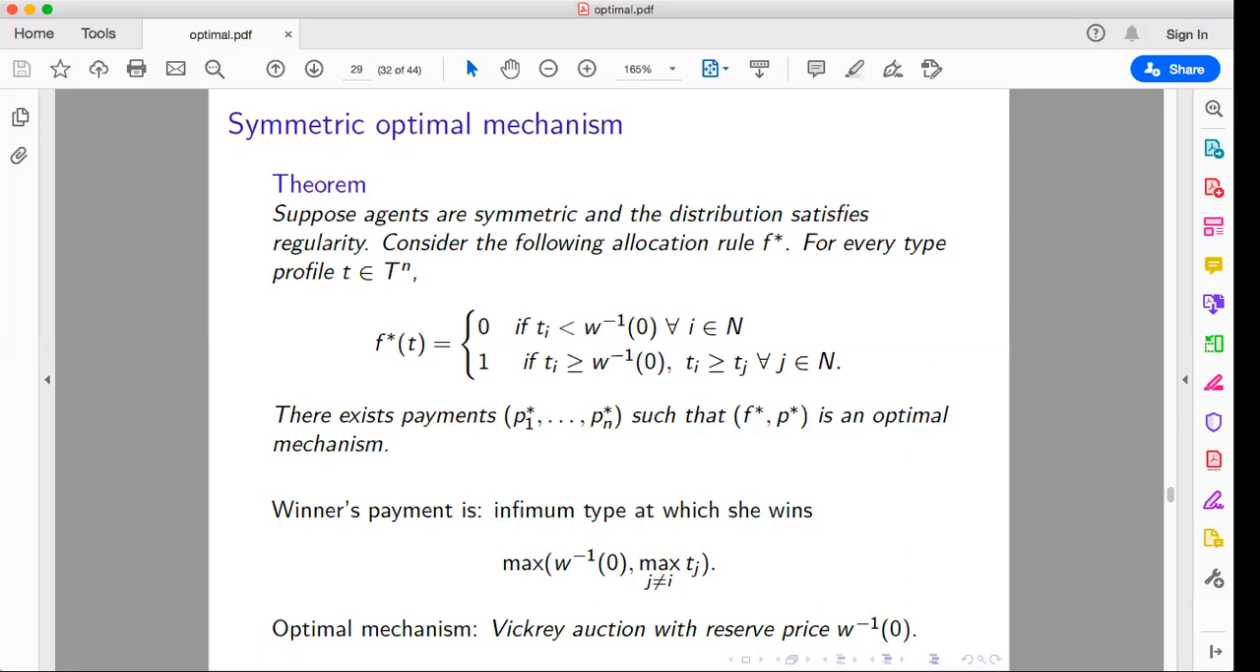Okay. So that's what we call a Vickrey auction with a reserve price W inverse 0. Basically, the highest bidder wins and pays an amount equal to the maximum of the reserve price and the second highest type. So at least in the symmetric case, the description of the optimal mechanism is simple in this sense.